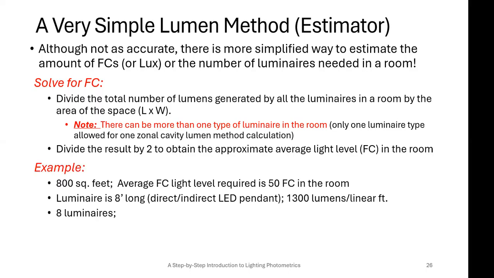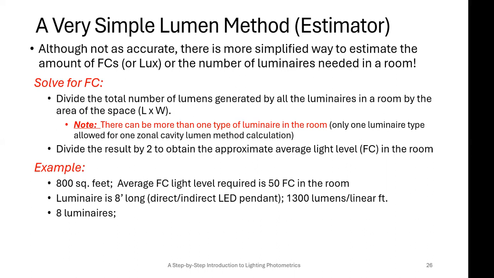And so the example we're going to show you, to see how this works, is 800 square feet, and the average foot candle light level required is 50 foot candles in the room. We have a luminaire that's 8 feet long. It's a direct indirect LED pendant, and it's 1,300 lumens per linear foot. This is a harder one because you've got to deal with linear luminaires, but it works just the same for an individual fixture.